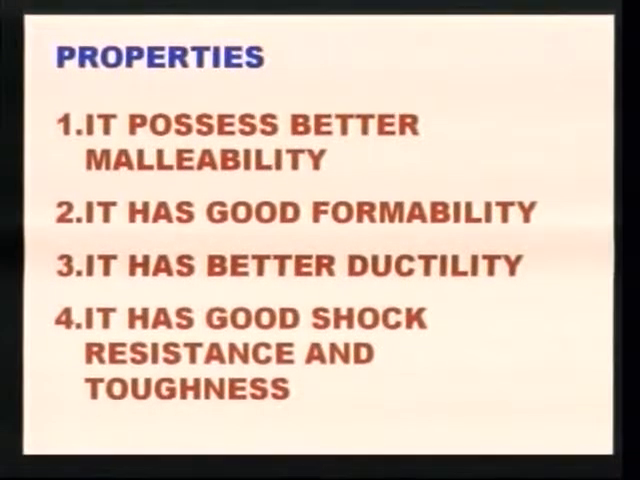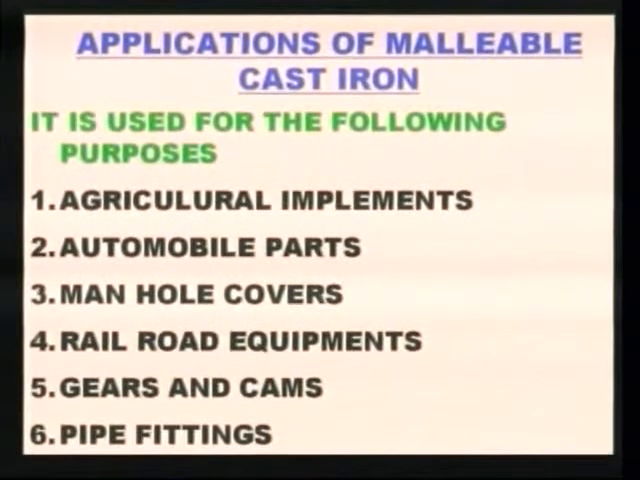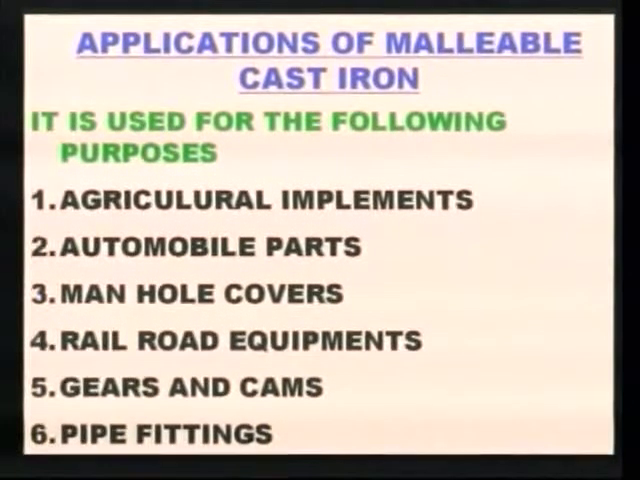These are some of the properties of malleable cast iron. It possesses better malleability, good formability, better ductility, and also good shock resistance and toughness. These are some of the applications of malleable cast iron. It is mainly used in agricultural implements, to make automobile parts, manhole covers, railroad equipment, and gears and cams. It is also used to make pipe fittings.